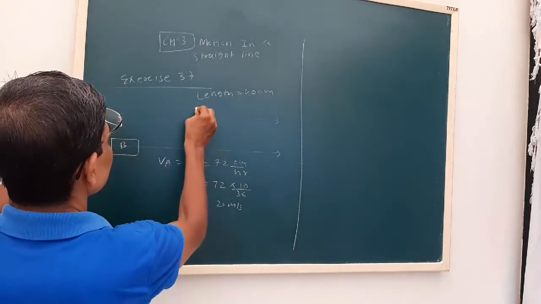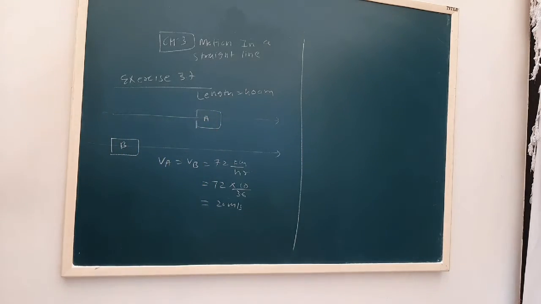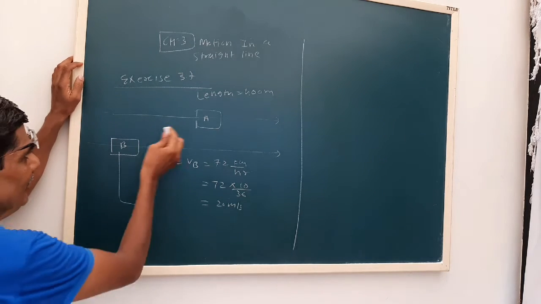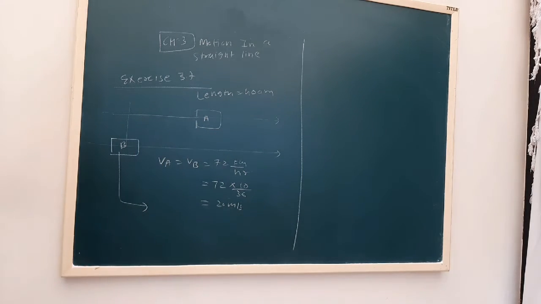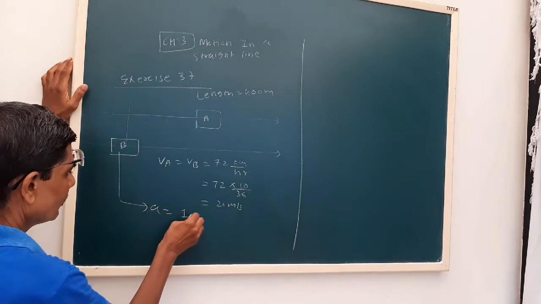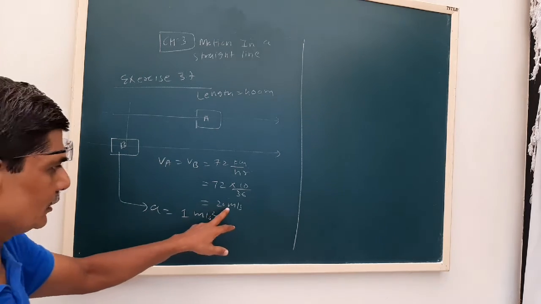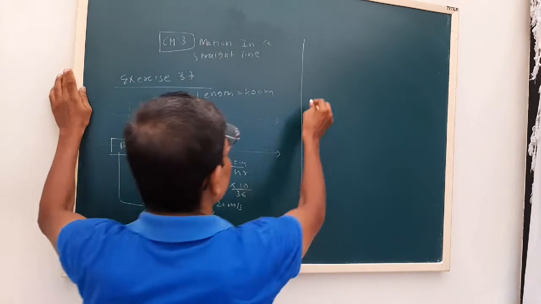Let us say A is ahead of B. Now see, B decides to overtake. Why? Because B is behind, it wants to overtake. The acceleration applied is 1 meter per second square. What is the initial separation? What is the initial velocity of A and B respectively? That is 20 meter per second. So what is the distance traveled by B?